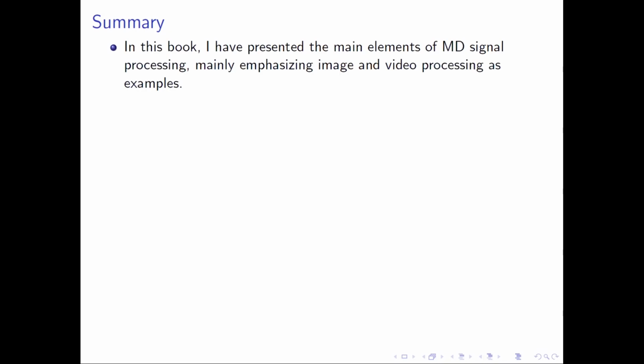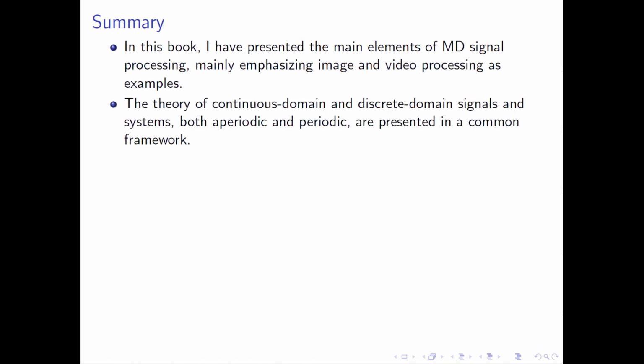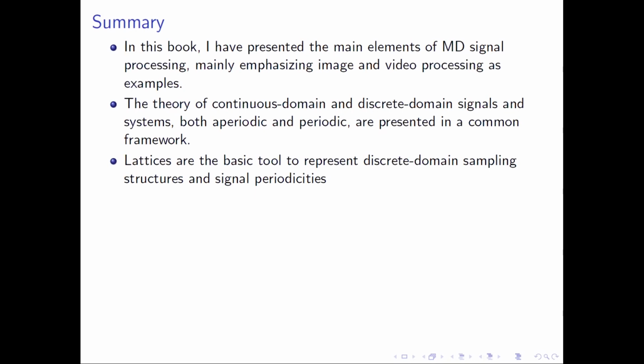To conclude, I would like to summarize the main points I've made in this presentation. The book presents the main elements of multidimensional signal processing, with image and video processing as the main examples. A common framework and exposition method is used for the four categories of signal spaces, namely continuous domain and discrete domain signal spaces, both aperiodic and periodic. Lattices are used to specify both sampling structures and signal periodicities. This is used from the very beginning and is not presented as a specialized extension.